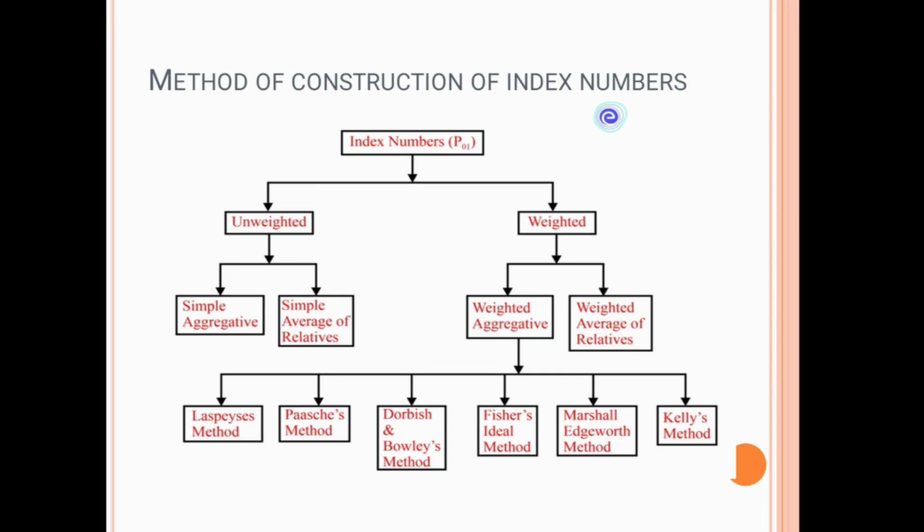Weighted aggregative expenditure method can be further divided into 6 parts. The first one is Laspeyres, second is Paasche, third is Drobisch and Bowley, fourth is Fisher's ideal index number, fifth is Marshall, and sixth one is Kelley's.